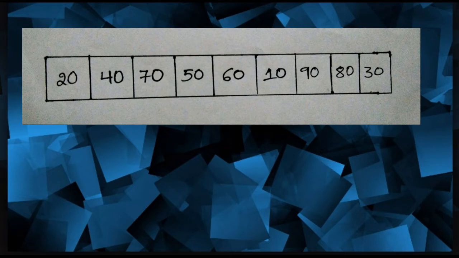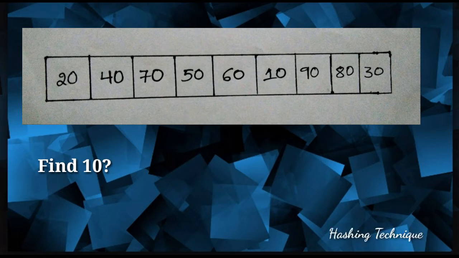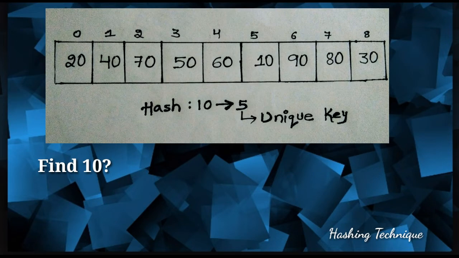Let's suppose we have a problem to find an element or to store an element in a data structure. For that problem, if we use the hashing technique, we'll get an efficient solution. The reason I'm saying efficient is that if we want to find some element, we can find that element with fewer comparisons.